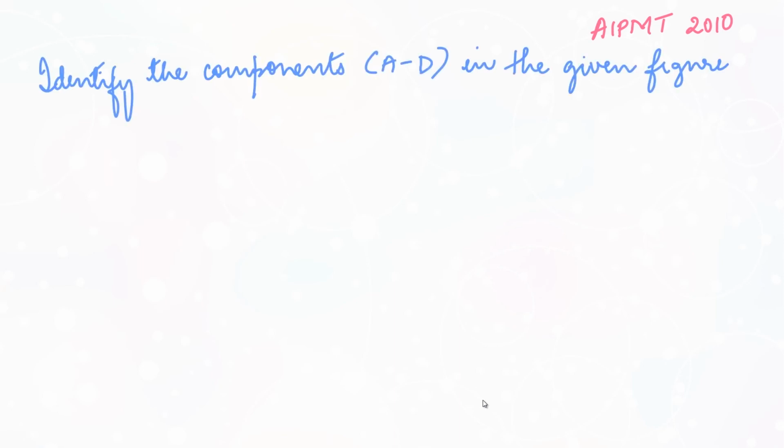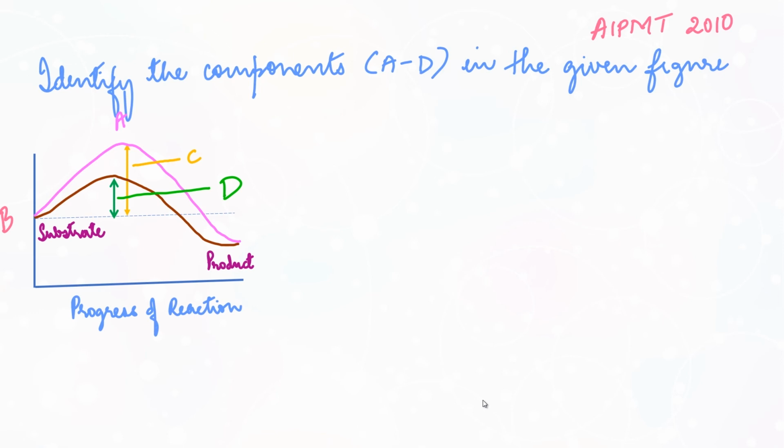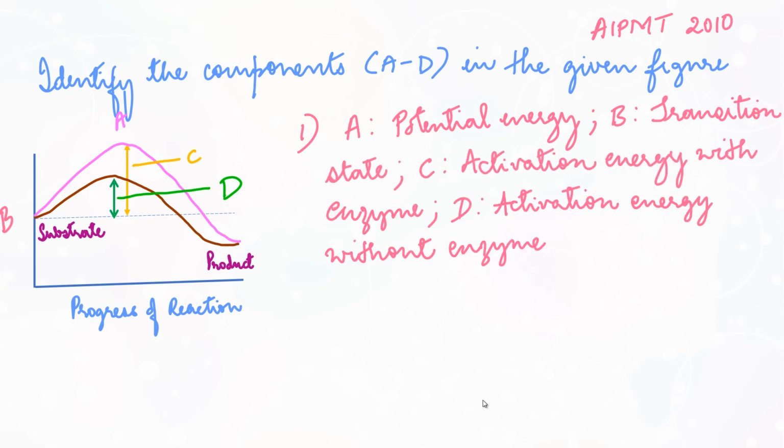The final question that we'll discuss today is also from AIPMT 2010. The question is, identify the components A to D in the given figure. And the figure is, yes, progress of a reaction. So you need to know what A to D is. And the options given are, option 1, A is potential energy, B is transition state, C is activation energy with enzyme, D is activation energy without enzyme.